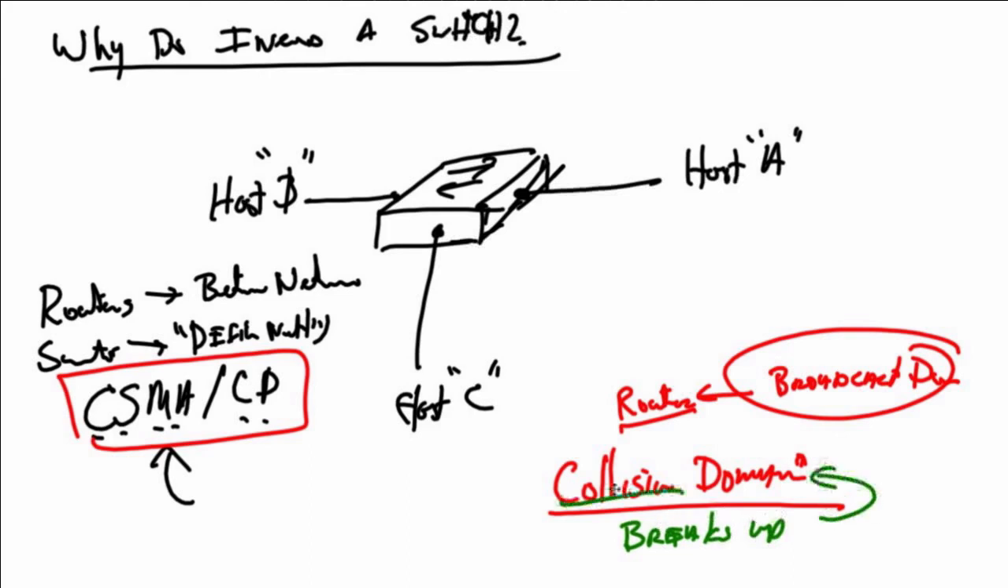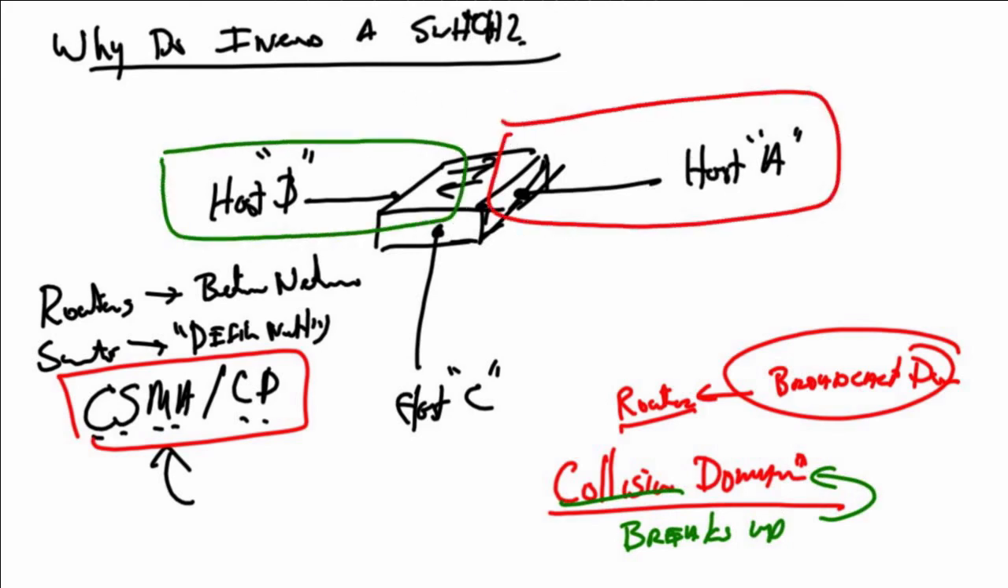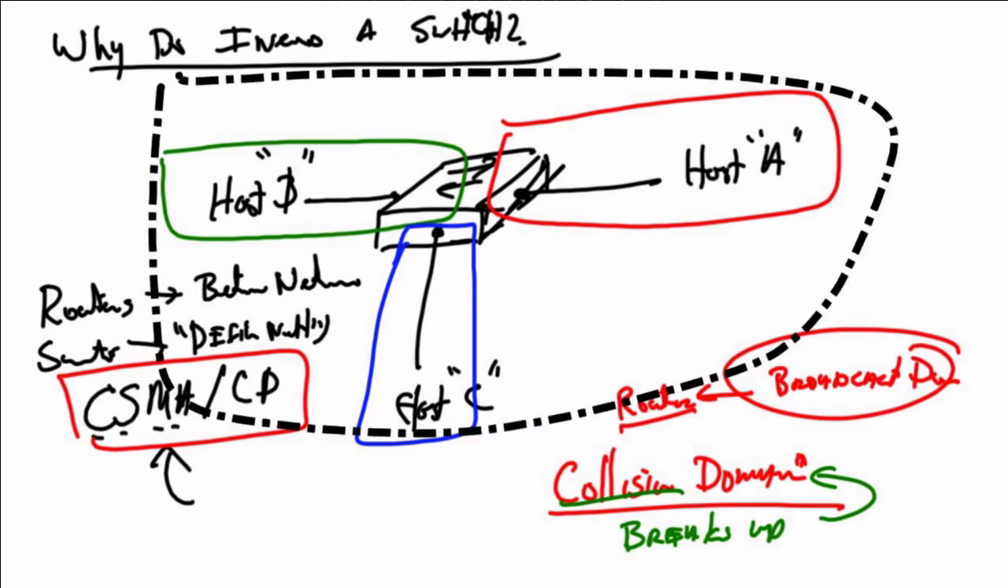So how does it happen? Well, it happens by the switch absorbing or buffering the packets that are being sent. So every one of these ports will be in a different collision domain. So when we go through here, we may have one unified broadcast domain, where the black dotted line is the broadcast domain.